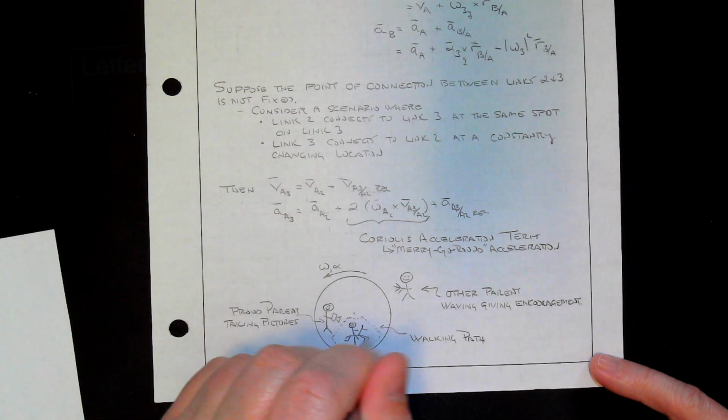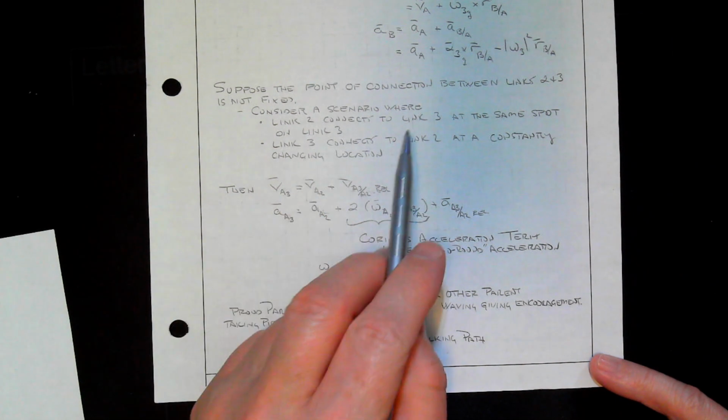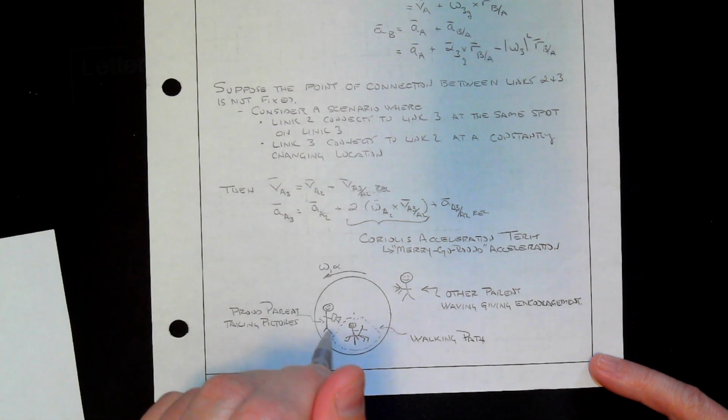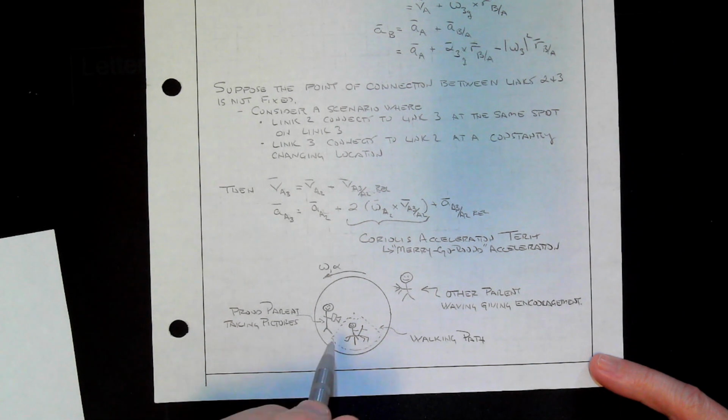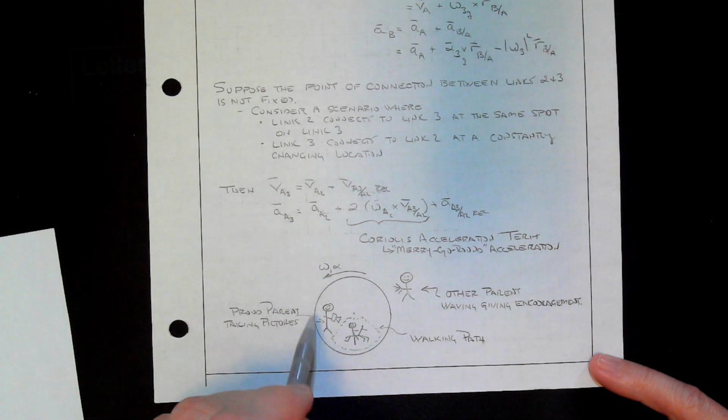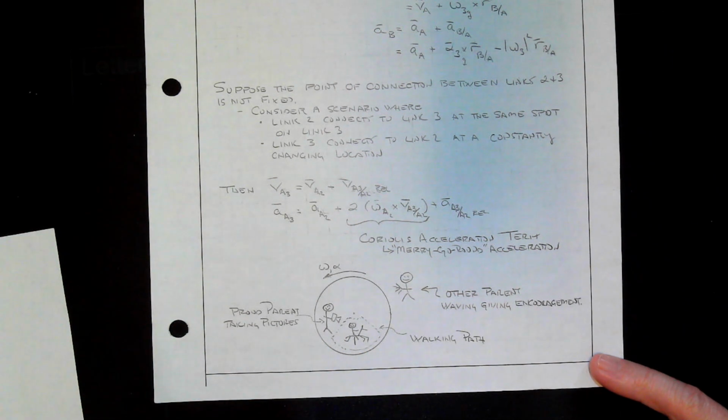The merry-go-round will be link 2. It always connects to you at your feet. It's connecting to you at the same place every time. However, you are connected to the merry-go-round all over the place, and you can walk all around. And so you connect in multiple places to the merry-go-round, but the merry-go-round always connects to you in one spot. Got to emphasize that. It's in one place.